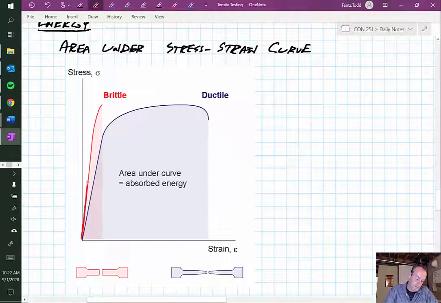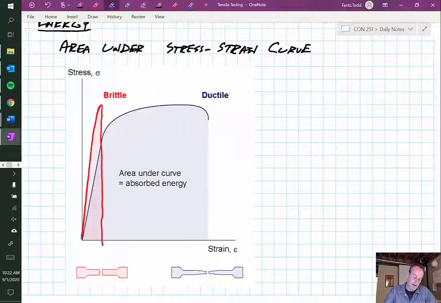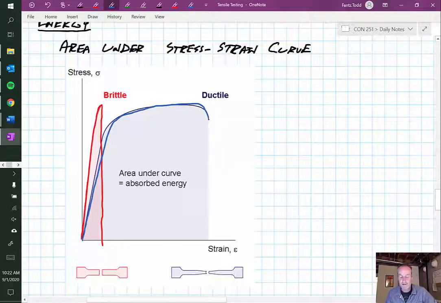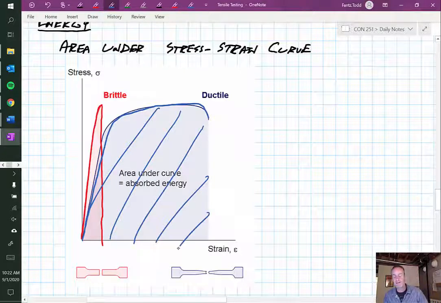For brittle material, it goes up and it just breaks right away. If we want to look at the area underneath that curve, there's not a whole bunch of area. Versus if I had a ductile material like our steel, it can go up and over, and we end up with all of that area underneath this curve, right? So basically that's the amount of energy that can be absorbed by the material before failure.